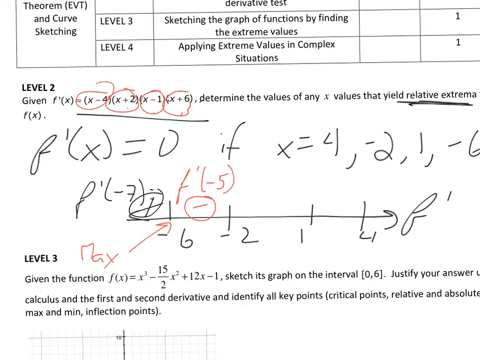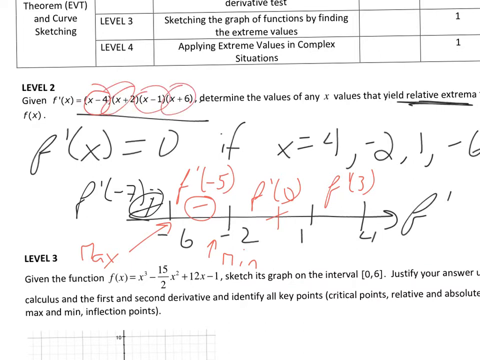Next, I'll go to the following interval, from -2 to +1, and I'll pick f prime of 0. So I'll get -4 times 2 times -1 times 6. Two positives and two negatives multiplied together will end up being positive. So by definition, that is a min there at x equals -2. From 1 to 4, I'll look at f prime of 3. That'll give me a negative, positive, positive, positive. Multiply that together, I get a negative. So that's going to be another max there at 1.